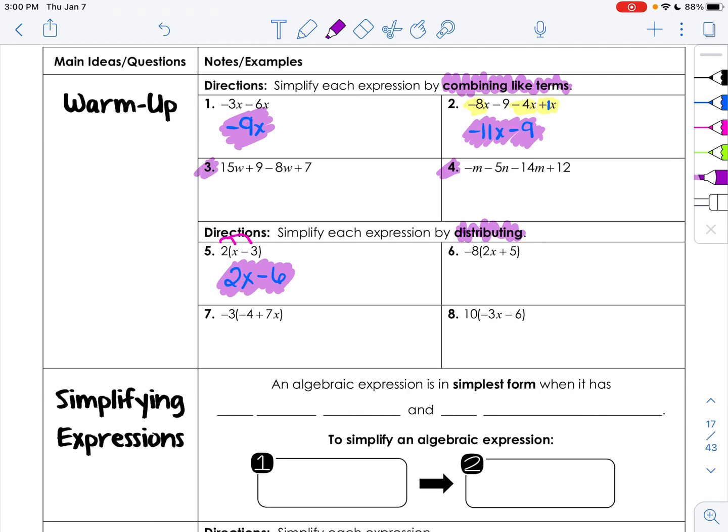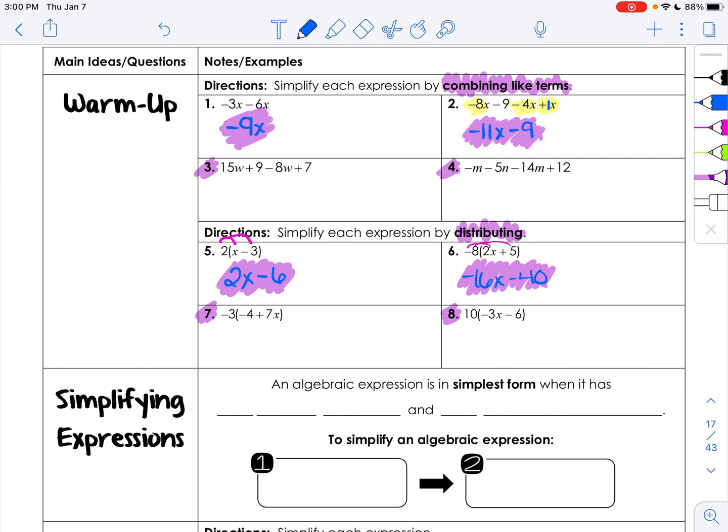Number 6, we're going to multiply negative 8 times 2x and negative 8 times 5. Negative 8 times 2 is negative 16x, and negative 8 times 5 is negative 40. So number 6 simplified is negative 16x minus 40. Go ahead and highlight 7 and 8 so you can practice those in a minute.